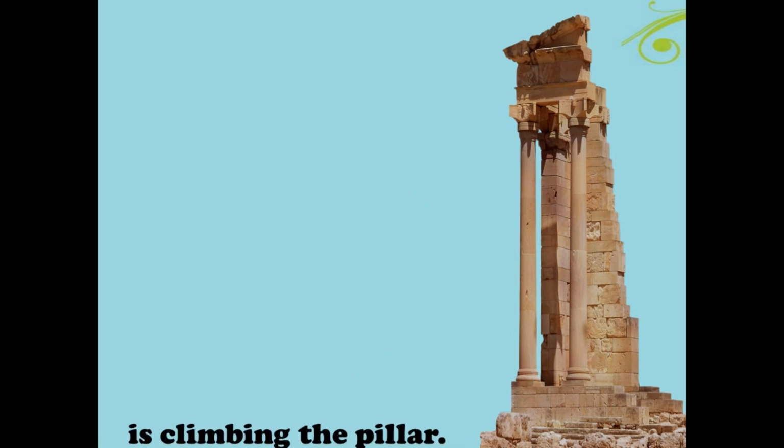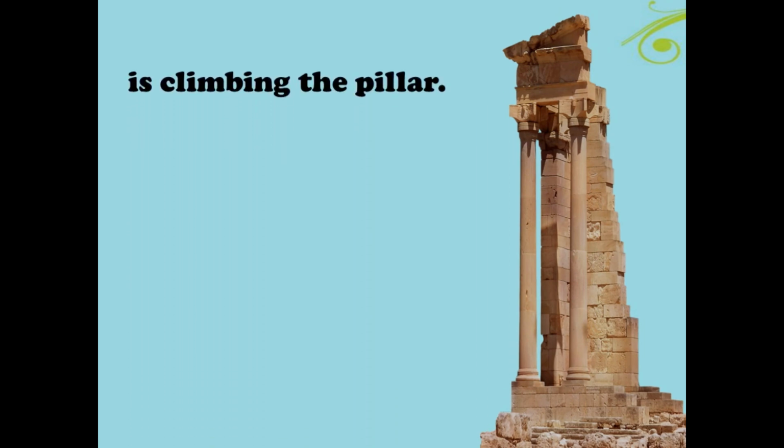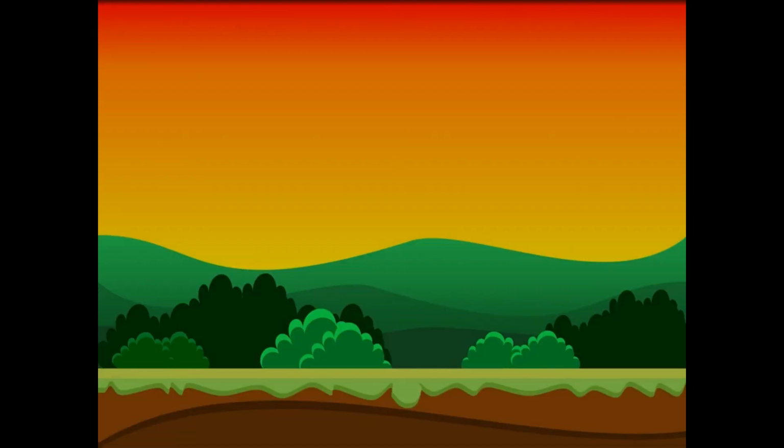Similarly, if we have only the predicate, for example, is climbing the pillar, we will have no idea what or who is climbing the pillar. To have a complete idea, we need a subject followed by a predicate.